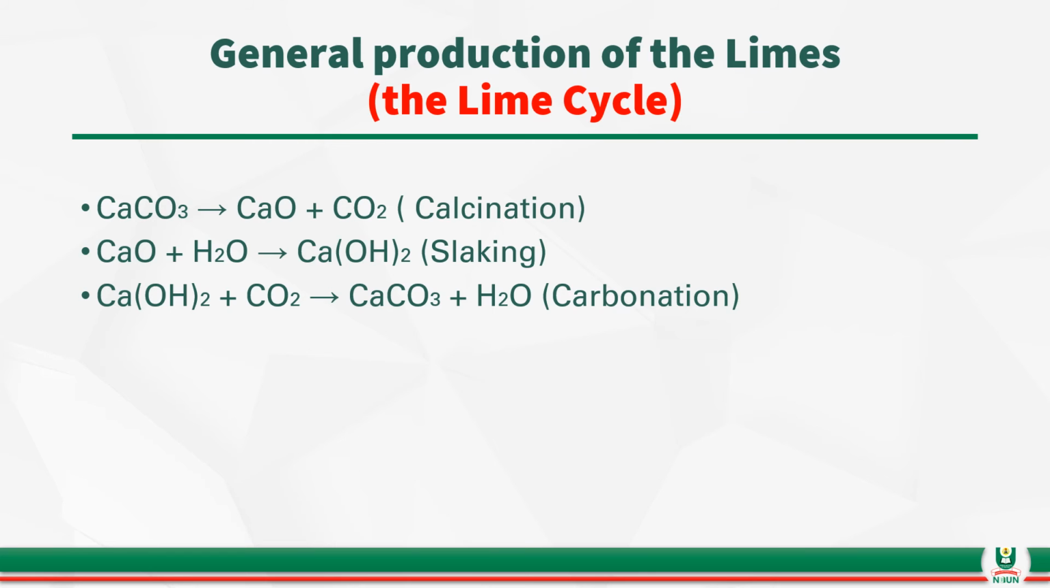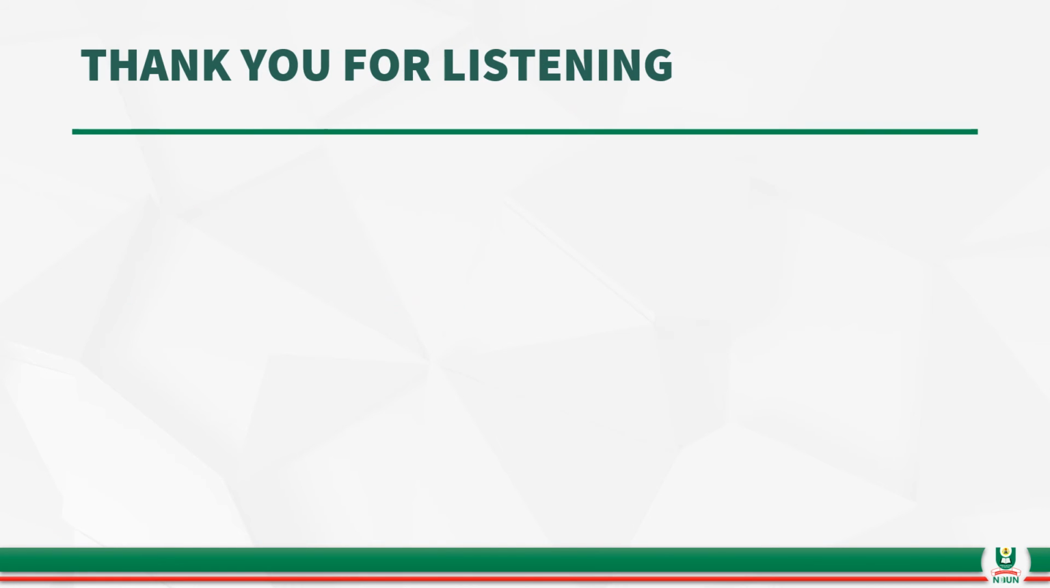Then the second step is the slaking process, in which this quicklime gets hydrated to form slaked lime, which is calcium hydroxide. You can see it here, equation 2, showing calcium oxide reacting with a molecule of water to form calcium hydroxide, which is slaked lime.